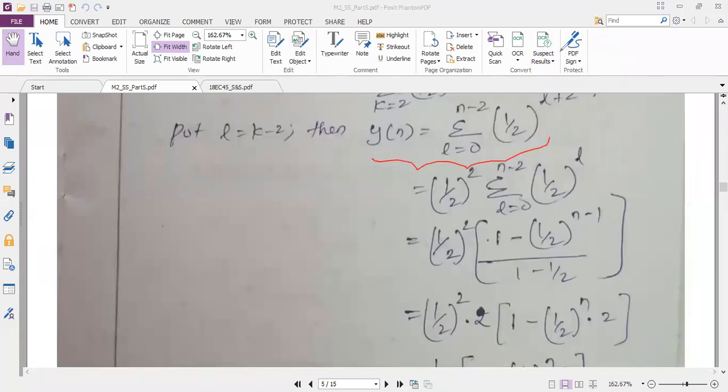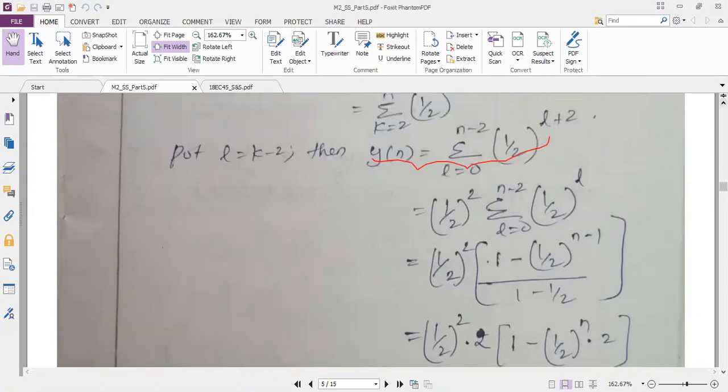Just tell me whether you are getting this equation which I am highlighting here. Y of n is equal to summation L is equal to 0 to n minus 2, 1 by 2 power L plus 2. Yes, ma'am. Then after this step, you know very well, either we want the formula upper limit with infinity, or it can be in terms of n minus 1 also. So here, since my upper limit is having some number, I cannot convert it into infinity format. So let me keep in the same format, n minus 2 only.